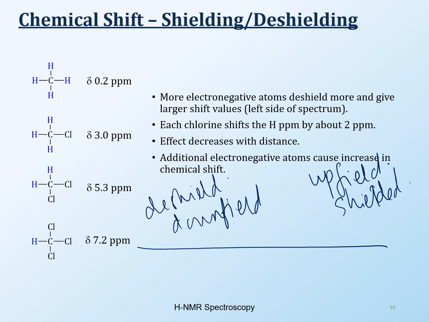One other thing I want to tell you: shielded, remember, means that there is more electron density. De-shielded would be when there is some electronegative element connected to the compound. The other thing I want to mention is this is more like high energy. This is low energy.